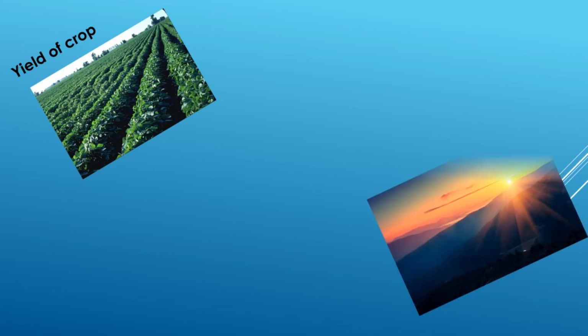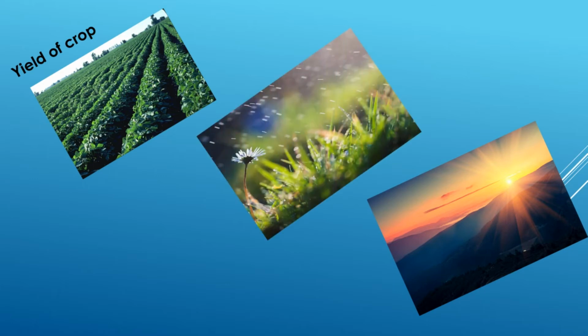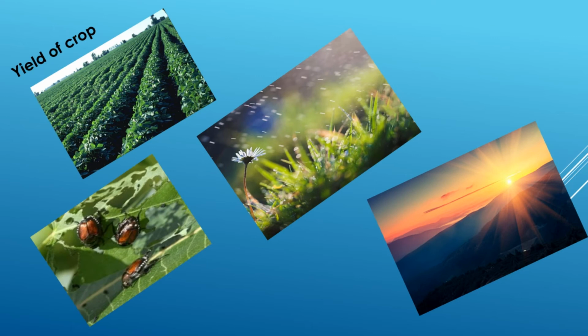Okay students, now there is one more example, the yield of a crop. Students, the yield of any crop also depends on many other factors like the amount of sunlight, rainfall, weeds and pests. Now it is your home task to make a list of many other factors on which the yield of a crop depends.